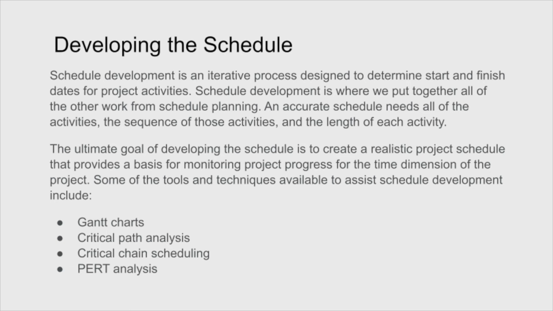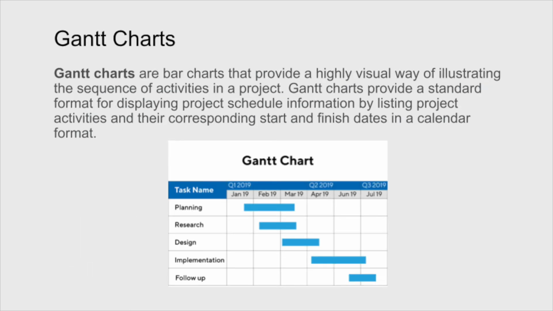Some of the tools and techniques available to assist schedule development include Gantt charts, critical path analysis, critical chain scheduling, and PERT analysis. The first tool is the Gantt chart. Now, the Gantt chart is very common. It's really a bar chart that provides a visible way of illustrating the sequence of activities in a project. Gantt charts provide a standard format for displaying project schedule information by listing project activities down the side. So you see here, for example, task name would include planning, research, design, implementation, and follow-up. Those would be the activities.